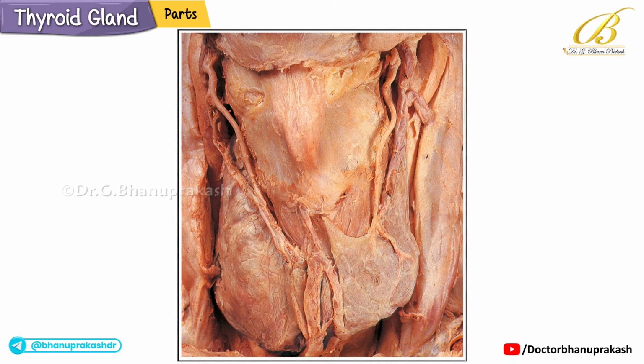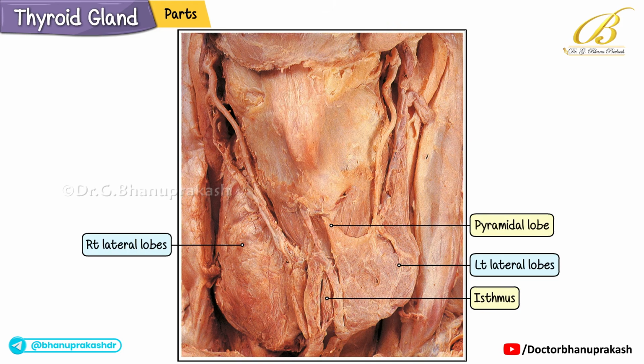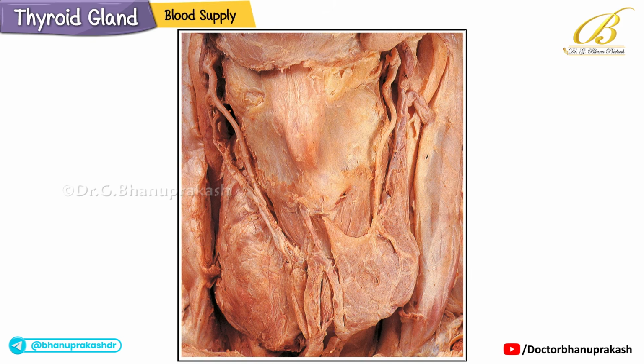Parts of thyroid gland. The right and left lateral lobes of the thyroid gland are prominently displayed, joined in the midline by the isthmus. In the upper part of the isthmus, a pyramidal lobe directed towards the left can also be identified. Blood supply of thyroid gland.